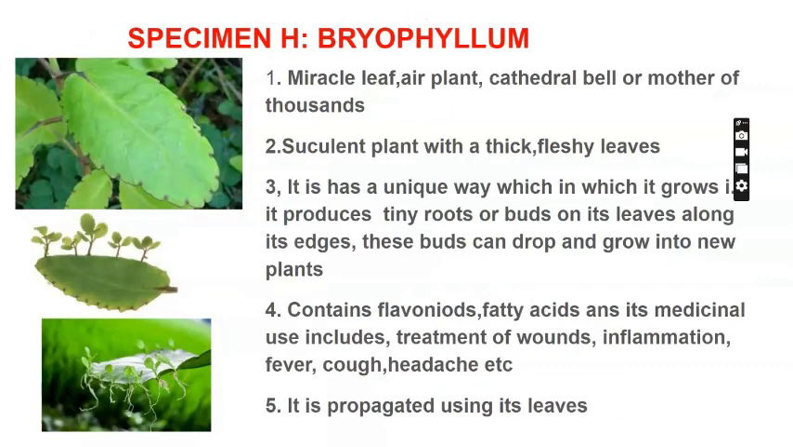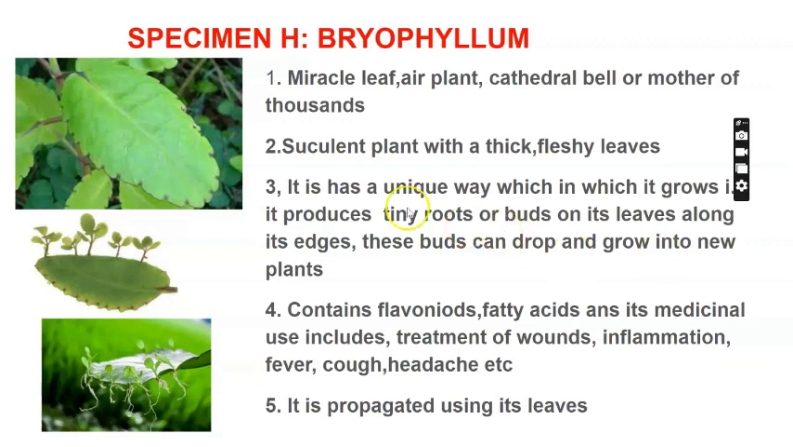Okay, then move on to our next specimen, which is specimen H. It is a bryophyllum. Alright, this plant has so many names. This is because of the numerous benefits which this plant has. It is popularly known as the miracle leaf, but sometimes we call it the cathedral plant, the mother of thousands and thereabouts.